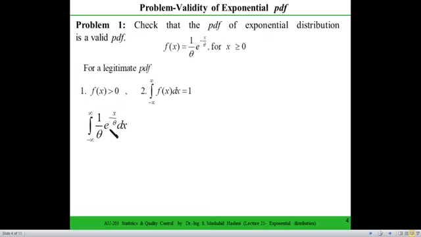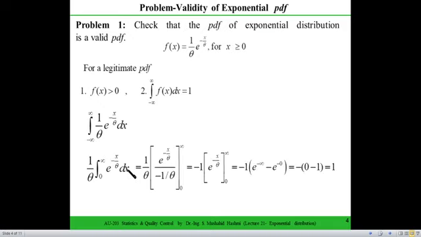Just integrate this function. 1 upon theta is a constant, so you can take it out of the integral, and the integral of e to the power x is e to the power x. Since it's not x but minus x upon theta, its derivative would be minus 1 upon theta in the denominator. Substituting the limits, since minus infinity is not possible because our limiting value for x is either equal to 0 or greater than 0, the lower limit is replaced with 0. Then you just substitute the values, and you end up with 1. So this is a valid PDF because it satisfies the general condition for any PDF.